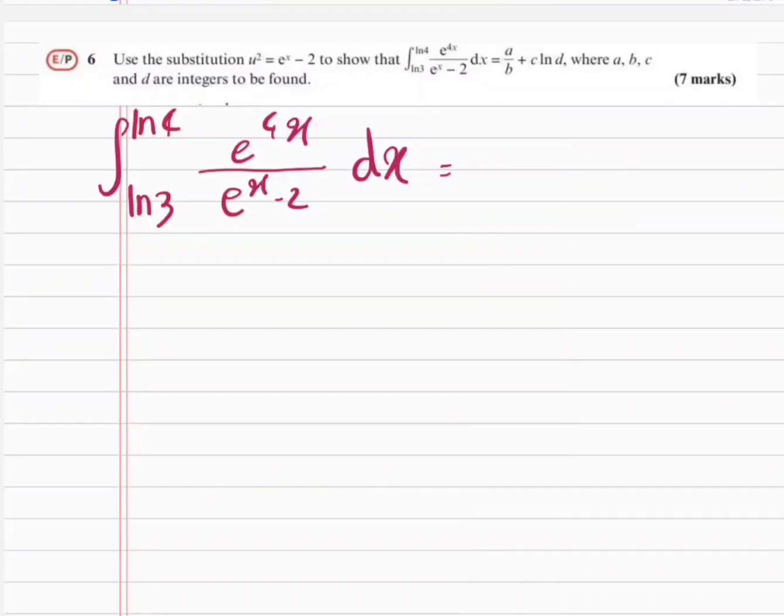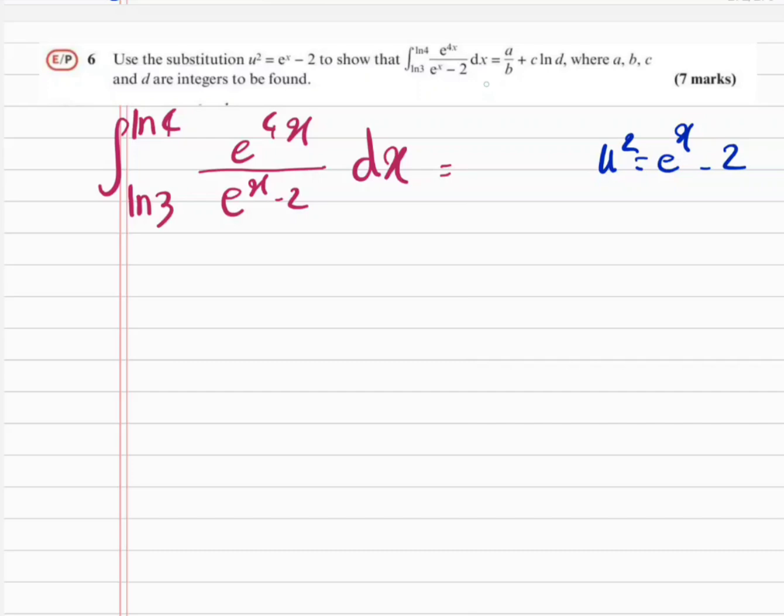Hi everyone, this video is on exercise 11e question 6. We have e to the 4x over e to the x minus 2 and we want to integrate this. And we're given the substitution u squared is equal to e to the power x minus 2.